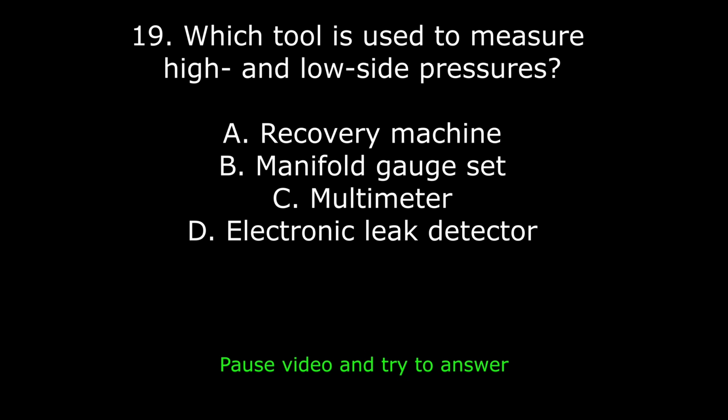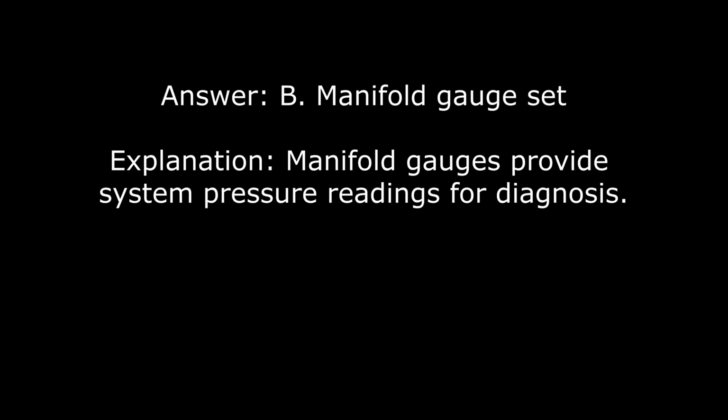19. Which tool is used to measure high and low side pressures? A. Recovery machine. B. Manifold gauge set. C. Multimeter. D. Electronic leak detector. Answer: B. Manifold gauge set. Explanation: manifold gauges provide system pressure readings for diagnosis.